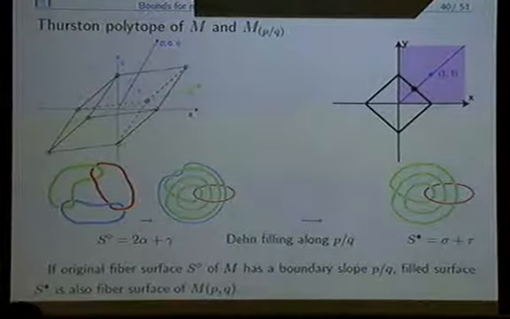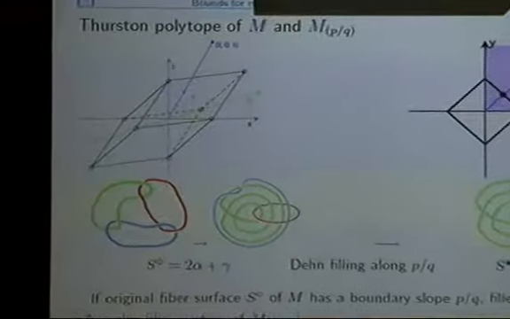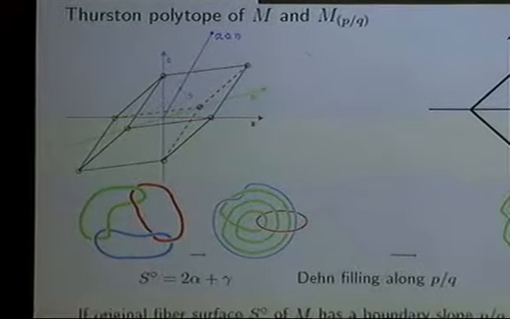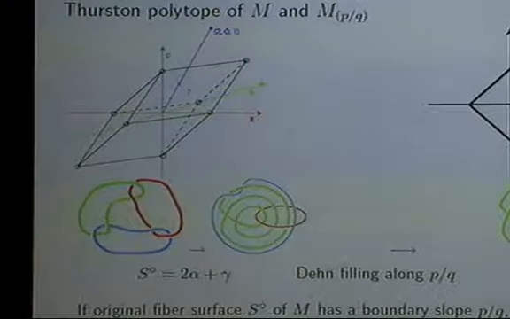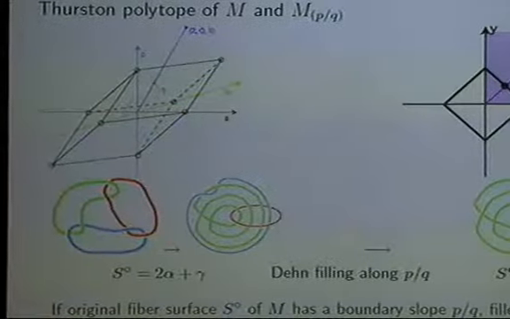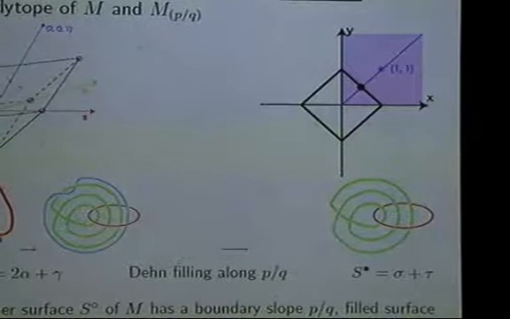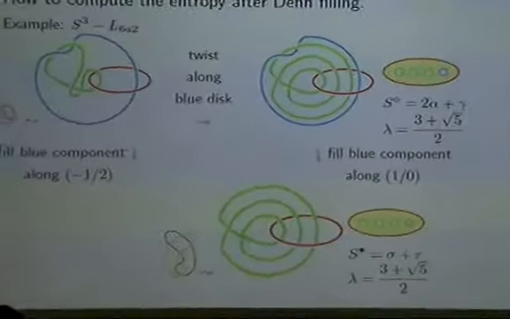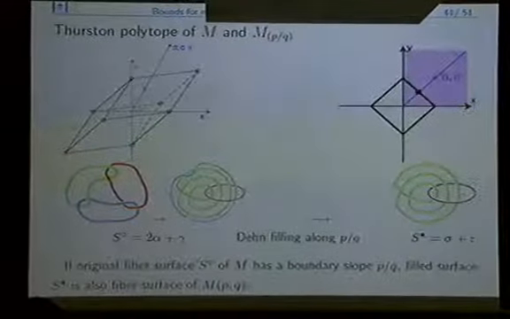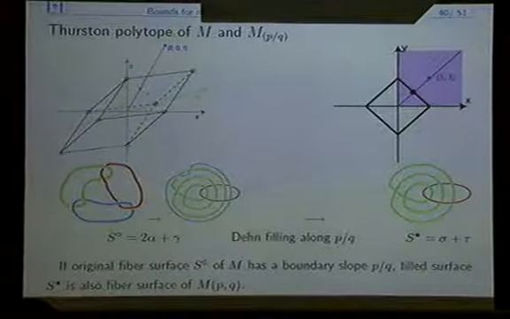Then we want to know the Thurston polytope of the after-surgery manifold. In this case, the magic manifold has three-dimensional second homology, and so after surgery we have two-dimensional second homology. And this point (1,1) corresponds to here because of this surface and filling this we can get this. These two points correspond to this point and this point. And this surface corresponds to this surface.